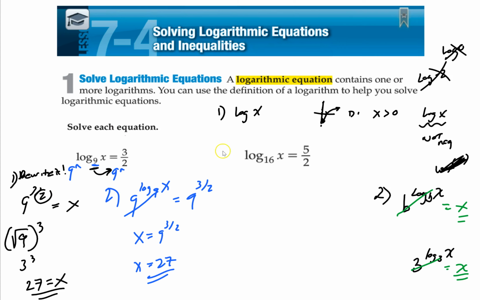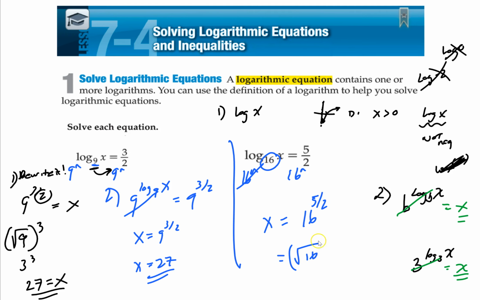So that's the idea. Let's do this one. I see the 16 right there. I'm going to take that base to both sides, so 16 to this and 16 to this. These cancel. I get x equals 16 to the 5/2. Remember, always do the root first. So we're going to do the square root of 16 to the 5th. Square root of 16 is 4. And 4 to the 5th, I have no idea, there's some big number there. But I'm guessing 1024.